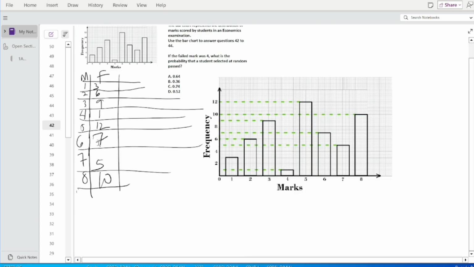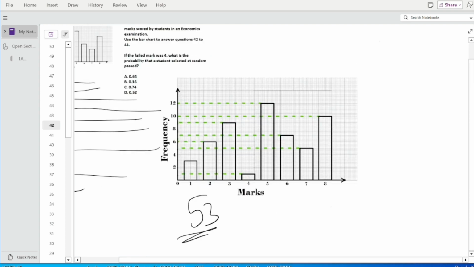We add all the frequency together to know the number of students who took part in the test. We have 3 plus 6 plus 9 plus 1 plus 12 plus 7 plus 5 plus 10 will give us 53. So we have total number of students who took part in the test as 53. Now, back to the question.